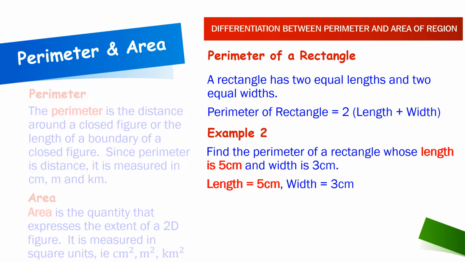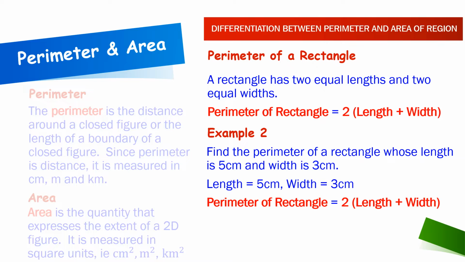So we have length equals 5 centimeters and width equals 3 centimeters. We have this formula for the perimeter of the rectangle, and so substituting in the values, we have that the perimeter is equal to 2 times 5 for the length plus 3 for the width, which is equal to 16 centimeters.